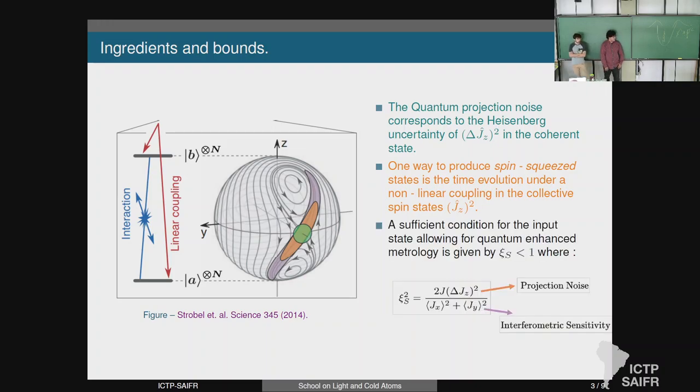So our figure of interest is going to be this parameter, which is called the spin squeezing parameter, which is basically the ratio between these two quantities, representing our objectives, which are reducing the projection noise and increasing the sensitivity of the interferometer. Our interferometer has to have the highest visibility possible.